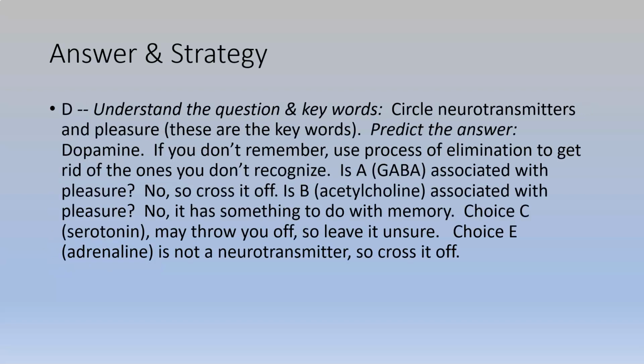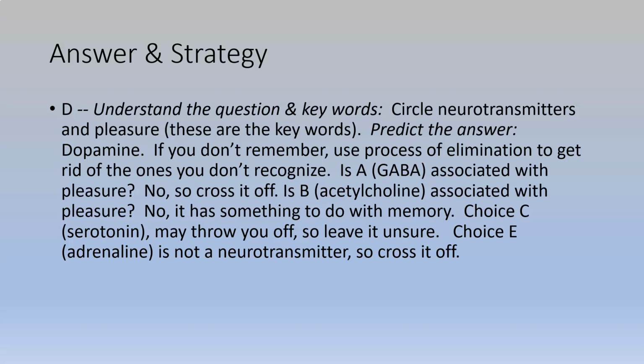All right, so our answer is D. And then when we are working to understand the question and the keywords, what we'd want to circle or underline, right? Neurotransmitters and pleasure. Those are keywords. And then we're predicting the answer, dopamine. If you don't remember, again, you're going to use process of elimination to get rid of anything you don't recognize or you flat out know is wrong.